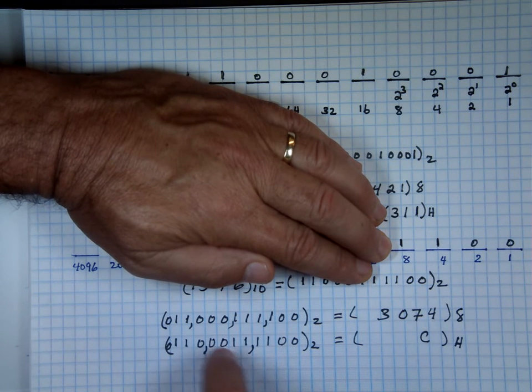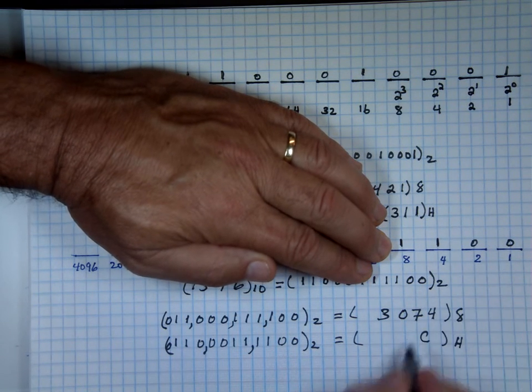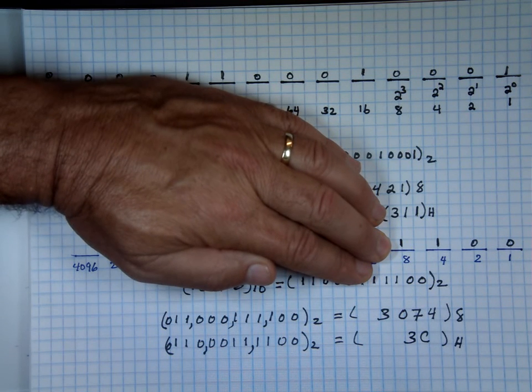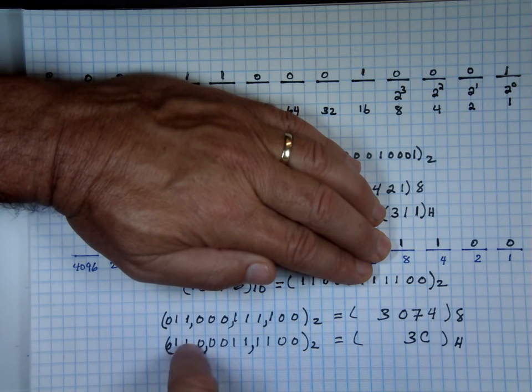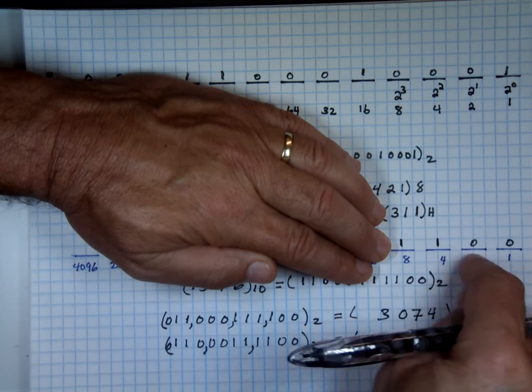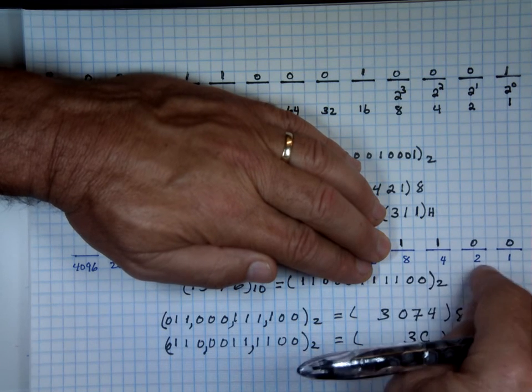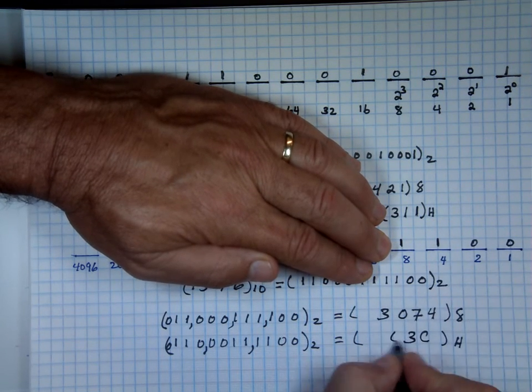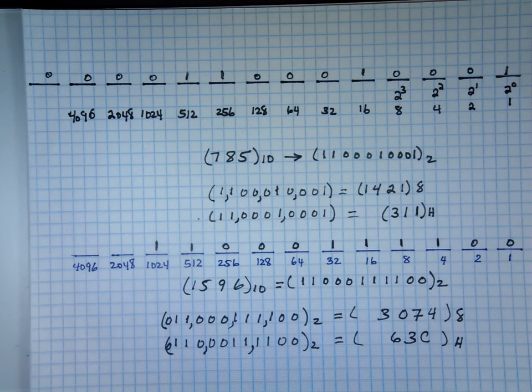1, 1, 0, 0. 1 and 2 are 3. Then 0, 1, 1, 0. 2 and 4 is what? 6. So 6, 3, C. Done.